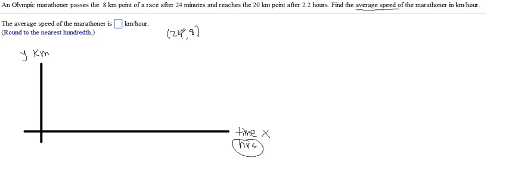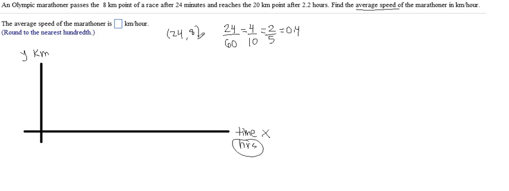So since 24 minutes is less than an hour, we need to figure out what part of an hour 24 minutes is. So what we're going to do is divide 24 by 60, because there's 60 minutes in an hour. It's 24 out of 60, which is the same thing as 4/10, which is the same thing as 2/5, which if you change that to decimal form, type it in your calculator, you'll get 0.4.